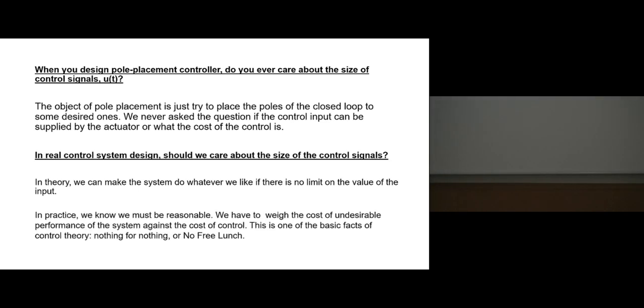But of course, in reality, we know we must be reasonable, right? We have to weigh the cost of undesirable performance of the system against the cost of control. This is one of the basic facts of control theory, right? There is no free lunch. If you want to make it run faster, of course, the engine has to produce a huge amount of power, which makes it more expensive. And of course, if you want to save cost, you don't expect a high performance. It's like when you want to buy a smartphone. If you pay more, of course, you expect more functions.